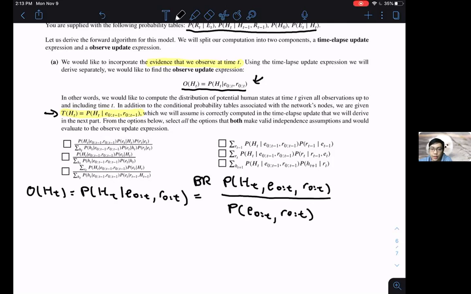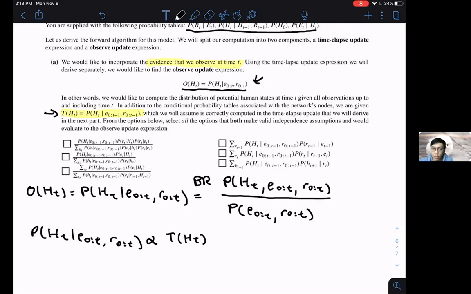Okay, and let's just recall from the traditional observation update formula that when we want to calculate our O of h of t, or for example, P of h of t given E0 to t, comma R0 to t, this value is proportional to the value of the time-elapsed update, right? So we take the time-elapsed update, in this case is T of h of t, and then multiply by our probabilities associated in our sensor model or our observations.